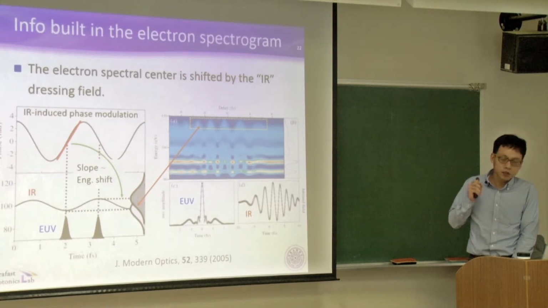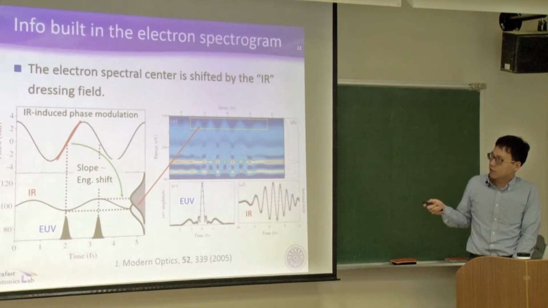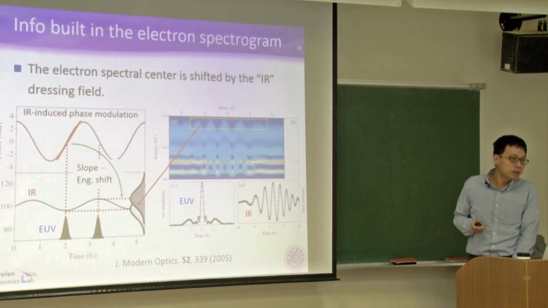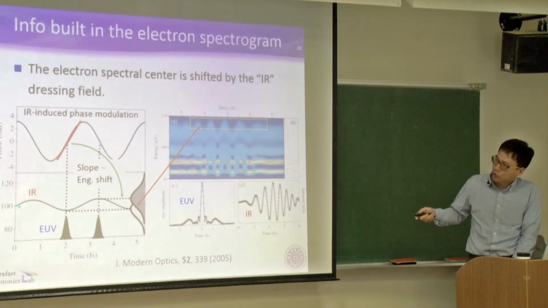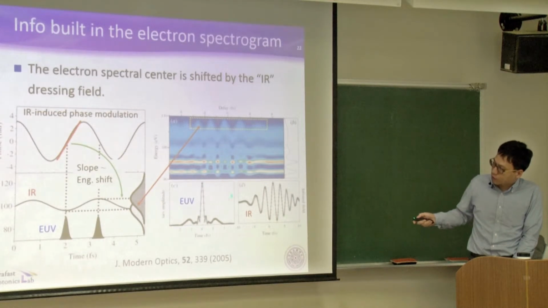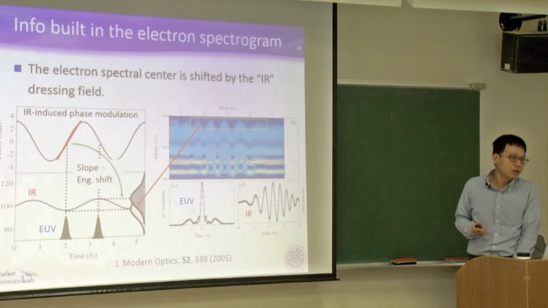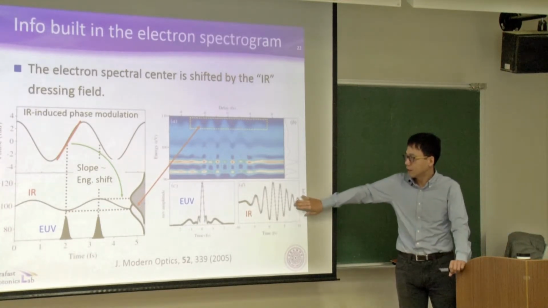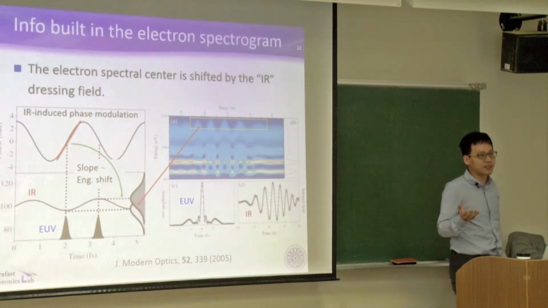Okay, so the intuitive idea is if you look at the variation of the electron spectrum, you can directly know the corresponding temporal phase modulation curve. Then you can know directly the driving electric field. So that's why you can get the infrared driving electric field from the electron spectrogram measurement. Okay, so that explains what they did to measure the light transient in the infrared.